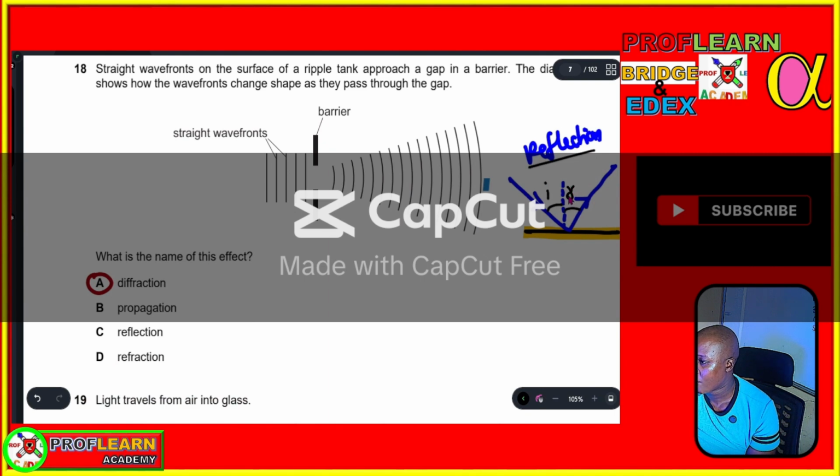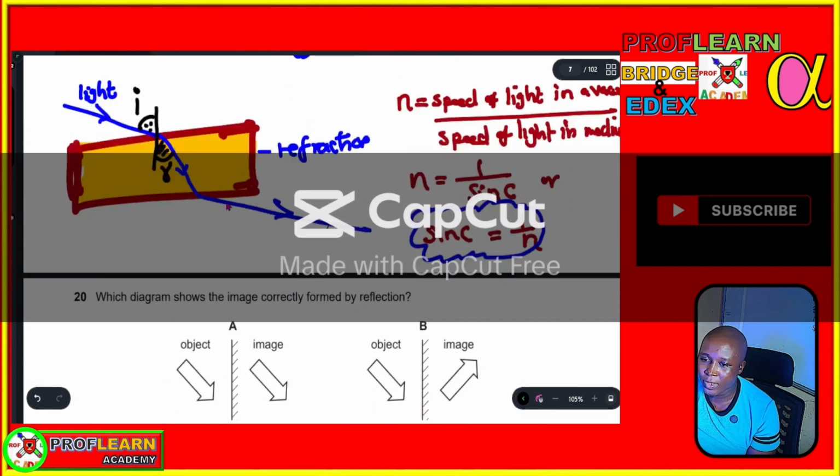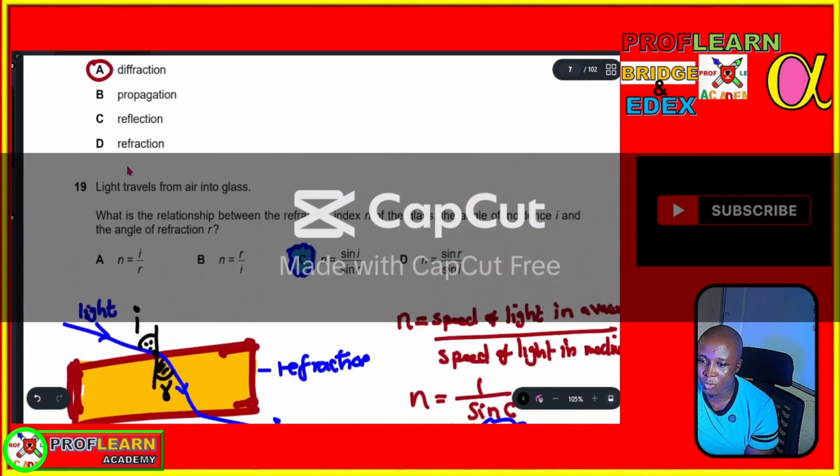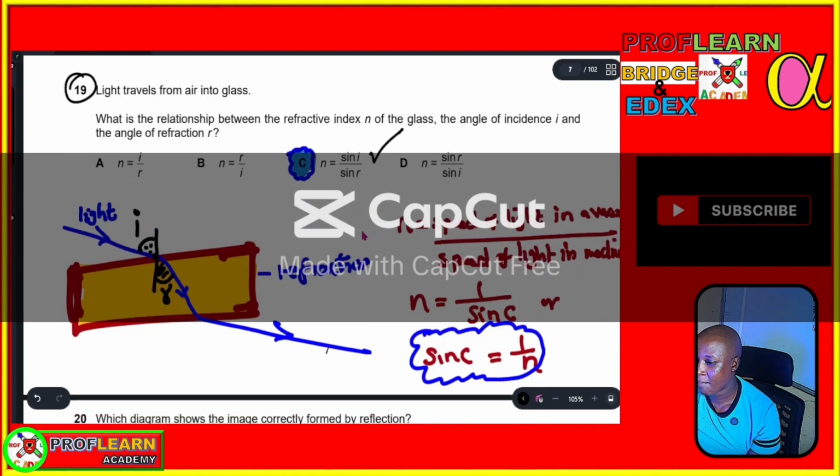to the angle of reflection, and down here we have refraction, the bending of a wave as it moves from one boundary to another, and we are going to look at that in question number 19. What is the relationship between refractive index n of a glass, angle of incidence, and angle of refraction? That is going to be sine i over sine r, the correct answer.